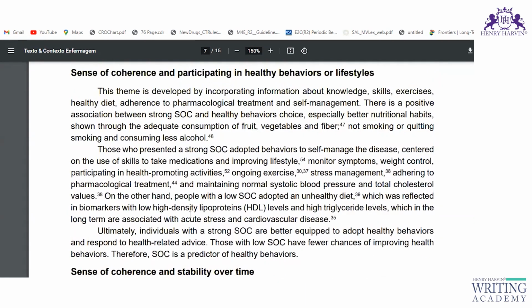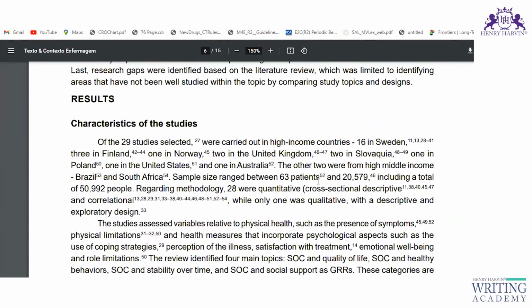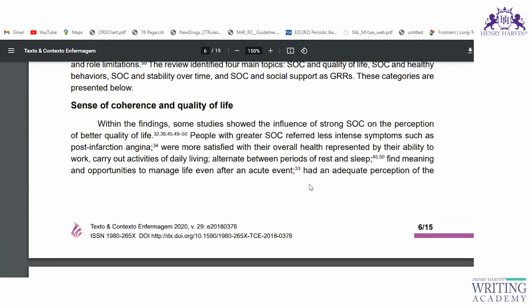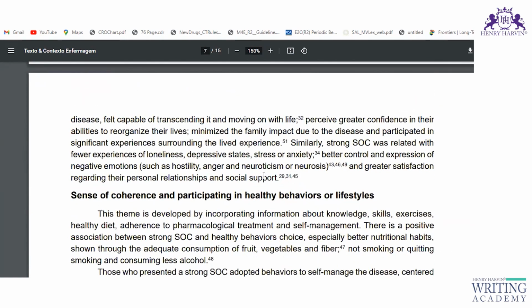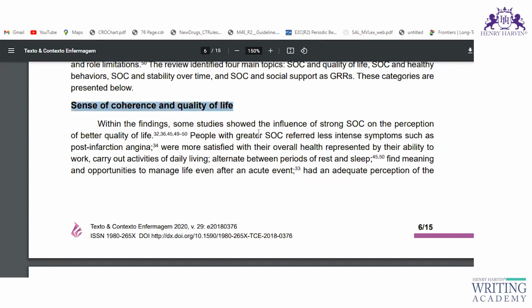Now there are three ways of defining the characteristics of studies. The first way is you can write what themes or characteristics are common in all those studies, so you can group them accordingly. For example, as mentioned here, sense of coherence and quality of life. Maybe there are 4 to 5 studies in which this particular methodology is used, or this is the main feature of those studies. Okay, so that is used.